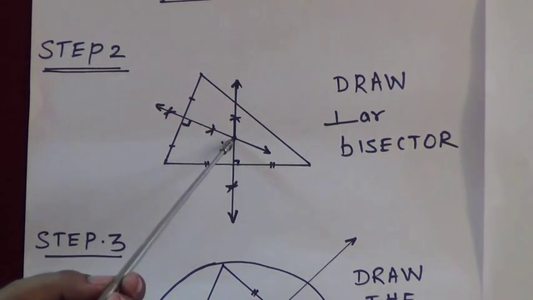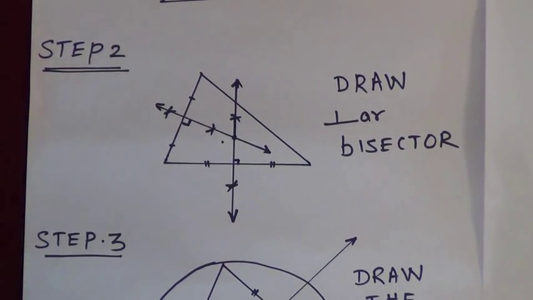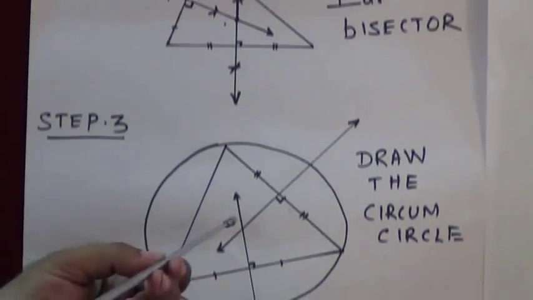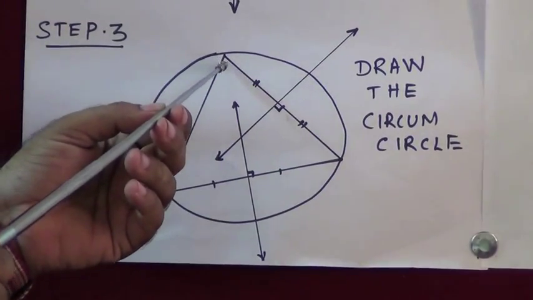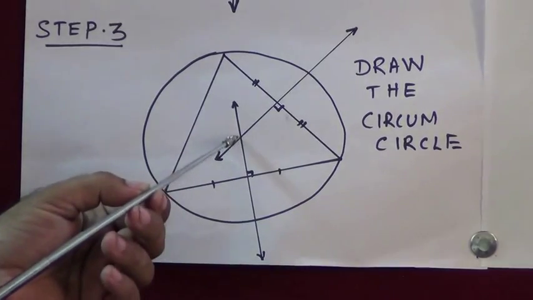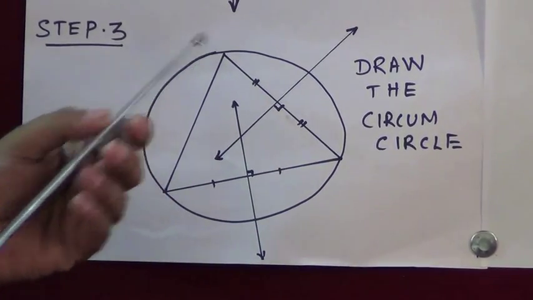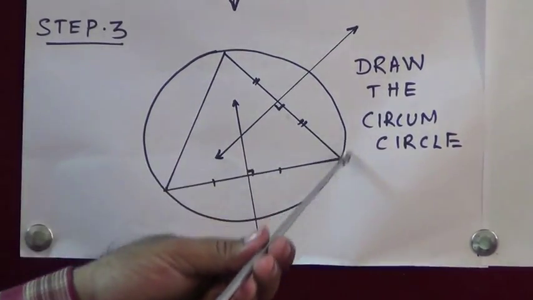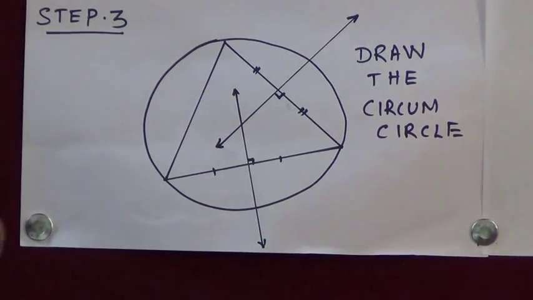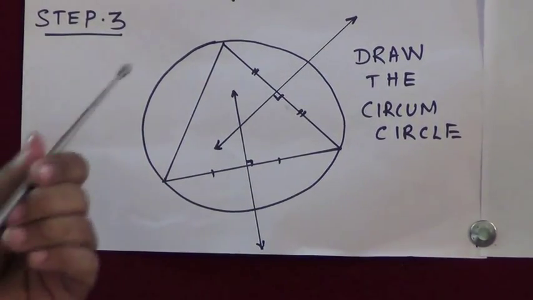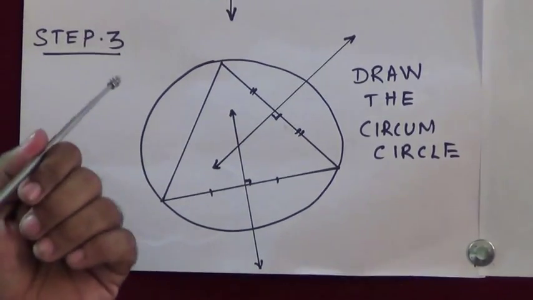Now, after you get the circumcenter, keep the needle at the circumcenter and the pencil at the vertex of the triangle, and then draw a complete circle. I repeat, to draw a circumcircle, there are 3 steps and 3 marks.